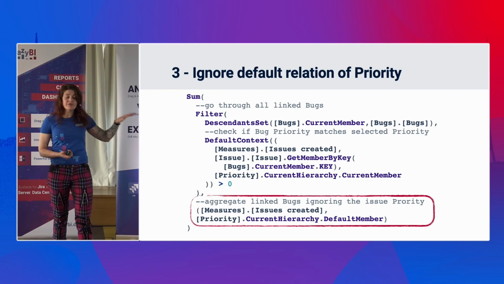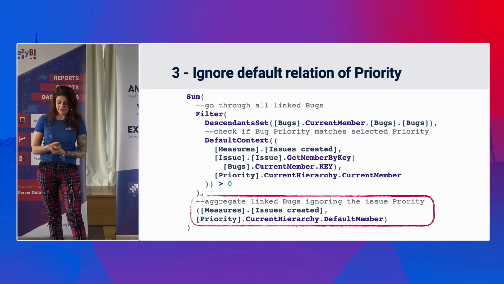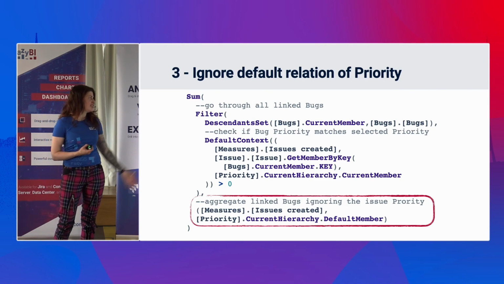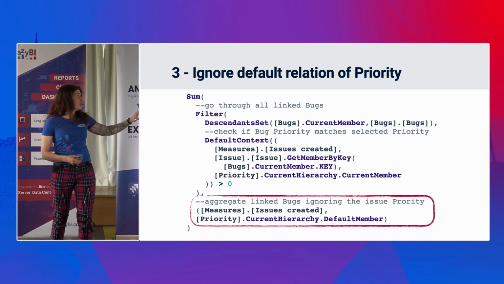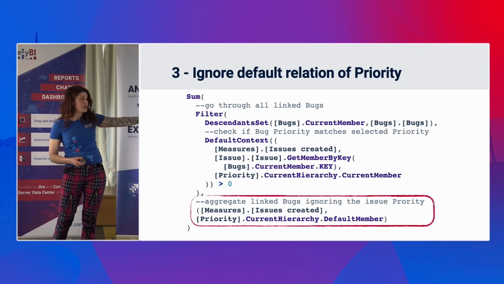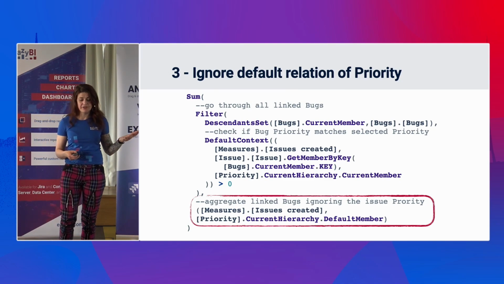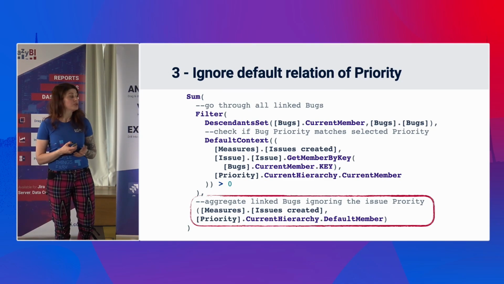And in the last part, when we are summing up, this is the place where we destroy all the relation and say, okay, now the priority has played its role in the previous step. Now we can say, let's forget what we have in the report for the priority and use the default member.